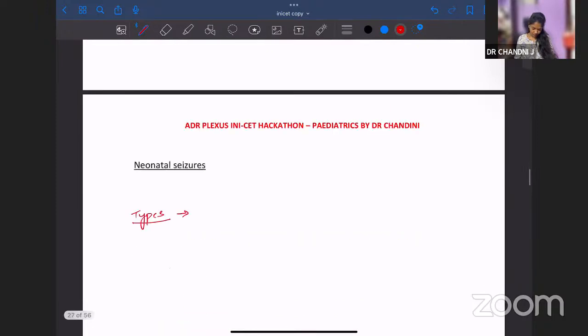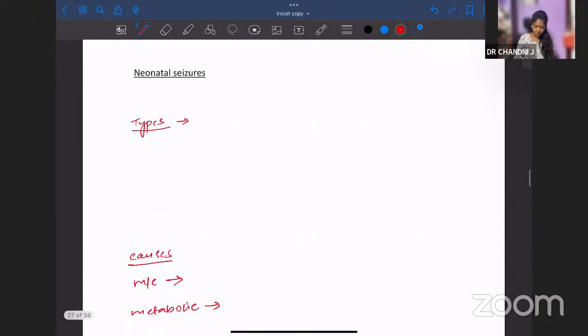Okay. Now, neonatal seizures. This is also a repeat. What are the types of neonatal seizures? You have subtle seizures. You have tonic, clonic, myoclonic. Subtle seizure, most common. Myoclonic, worst prognosis.